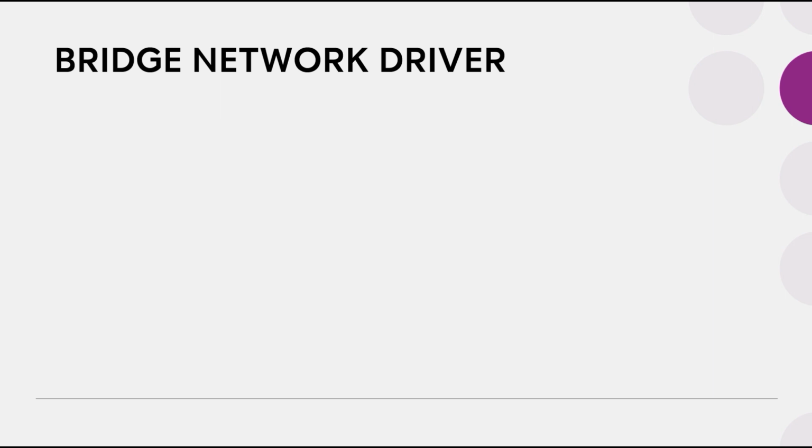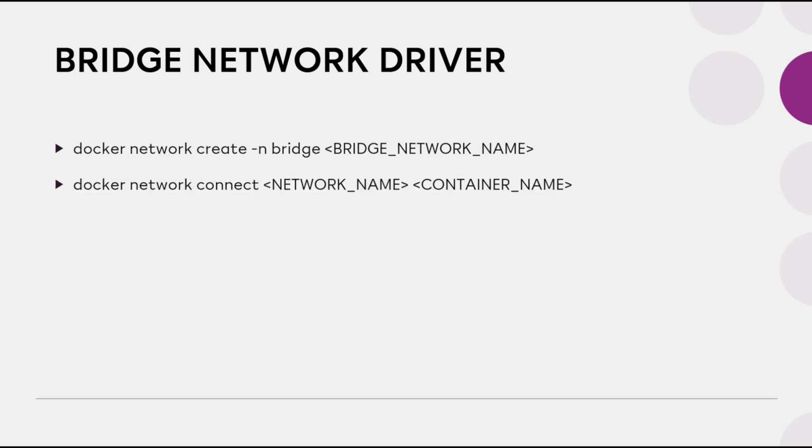Now let's focus on our commands. When creating a user-defined bridge network, we use docker network create -d bridge and the bridge network name. To connect a running container to an existing user-defined bridge, we use docker network connect, network name, and container name. To disconnect a running container from a user-defined bridge, we use docker network disconnect, network name, and container name.